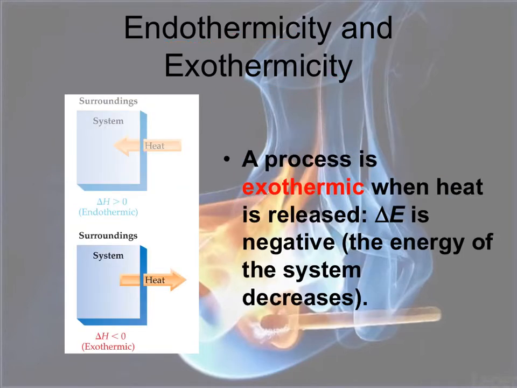Conversely, in an exothermic process, heat leaves the system, therefore leaving the system with lower energy. So the change in thermal energy, delta H, is negative in an exothermic reaction. Okay, the ultimate energy ends up lower, and therefore the change is negative.